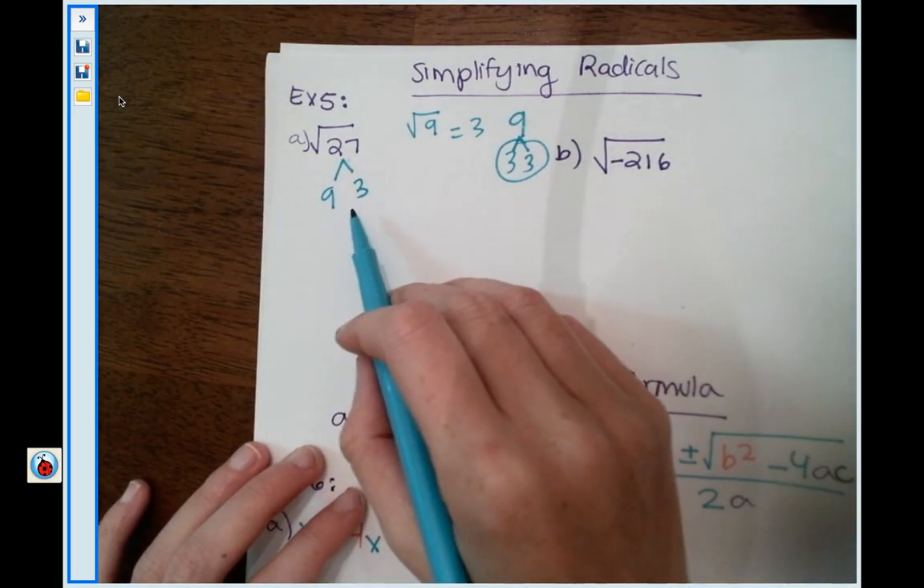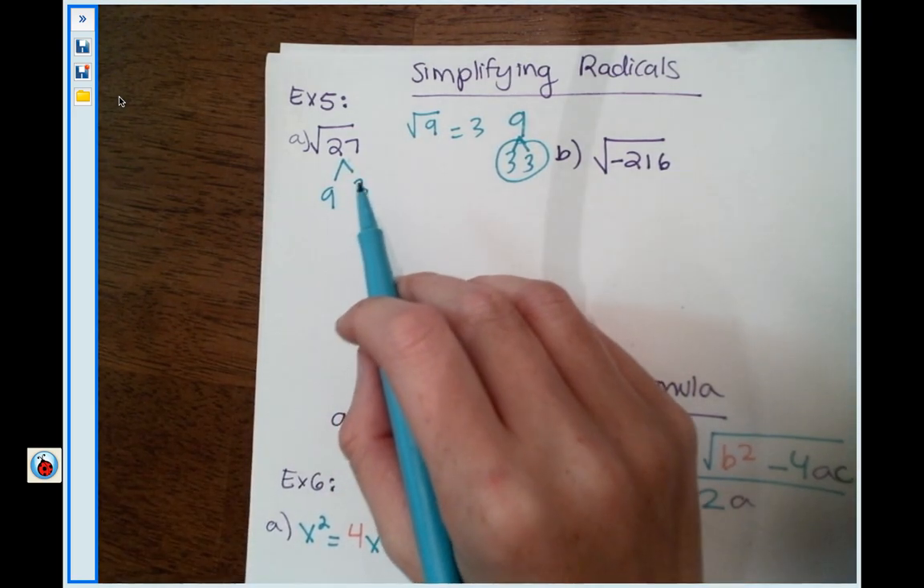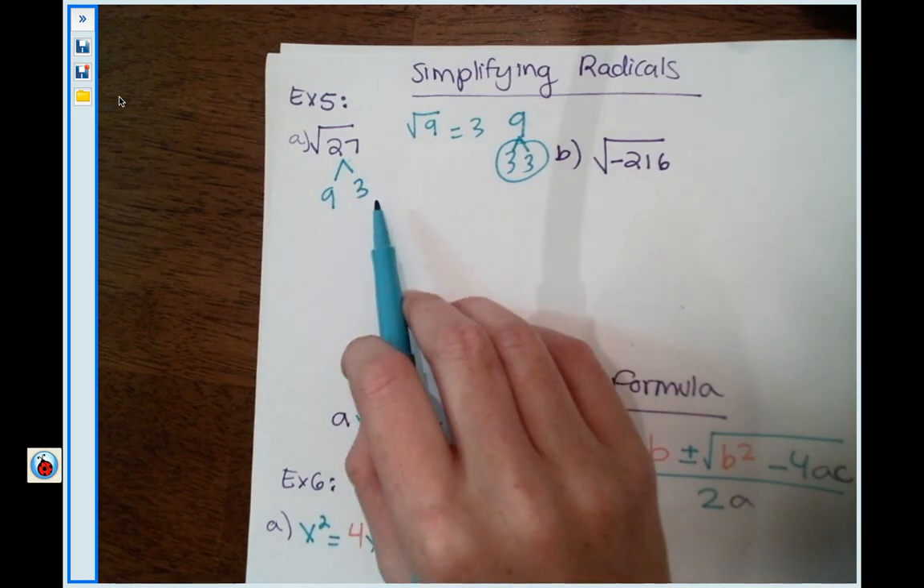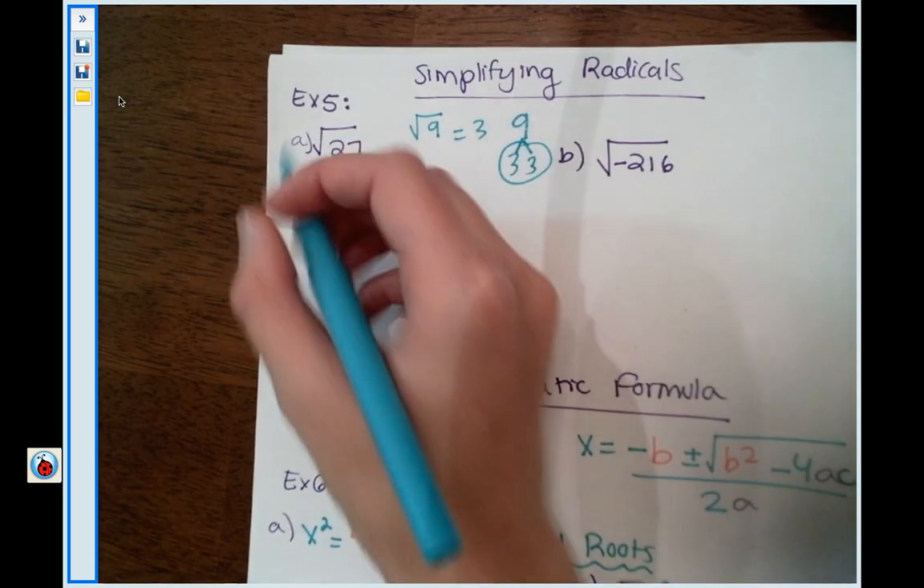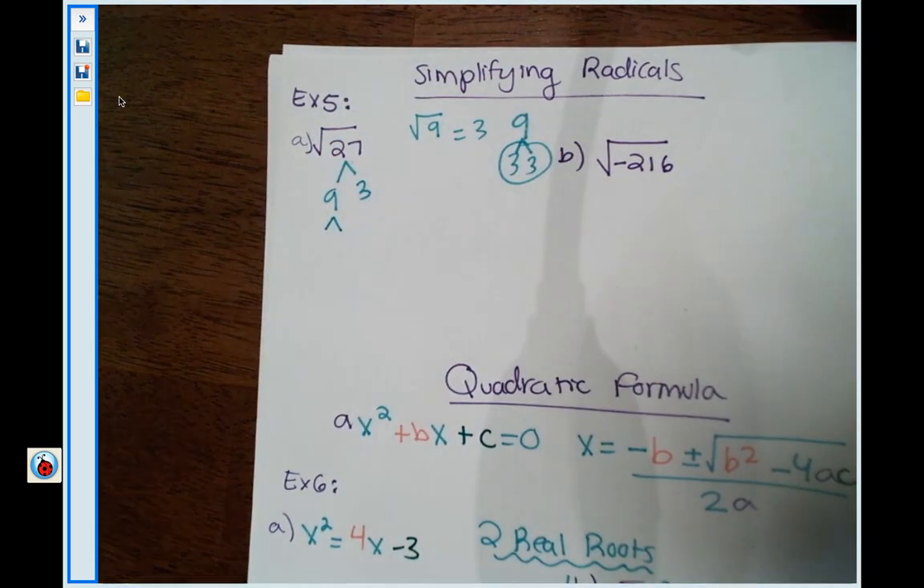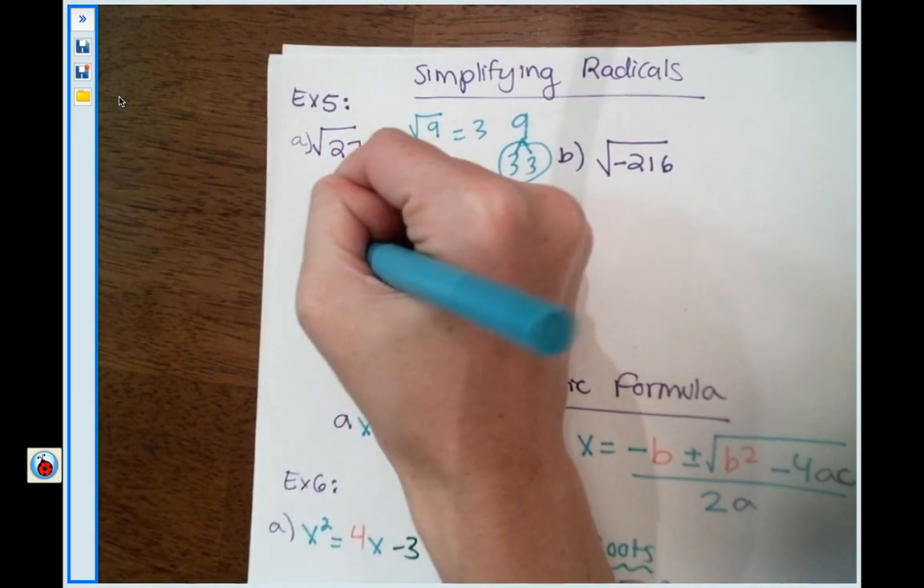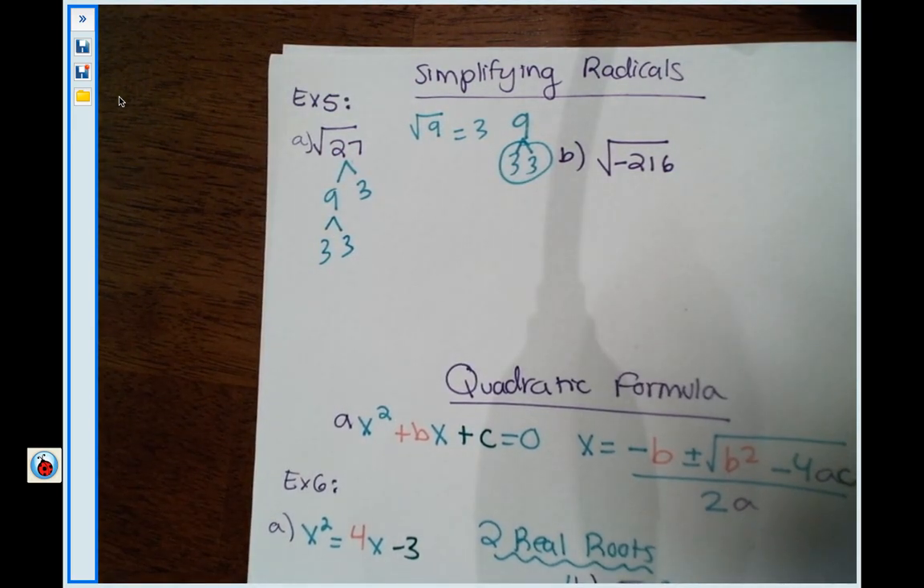Okay, now I can't break down the 3 because only 1 and 3 go into 3. So my 3 is going to come to a hole. But my 9, I could keep going. Two things that go into 9 are 3 and 3. Okay, so when we're simplifying these square roots, we need two numbers that multiply to equal something. So we're looking for pairs of numbers.